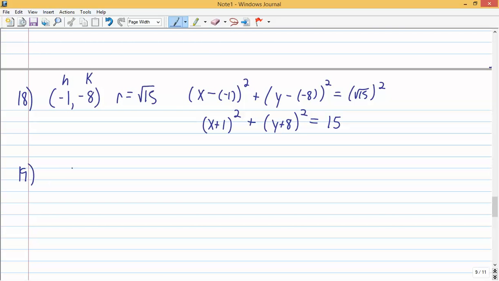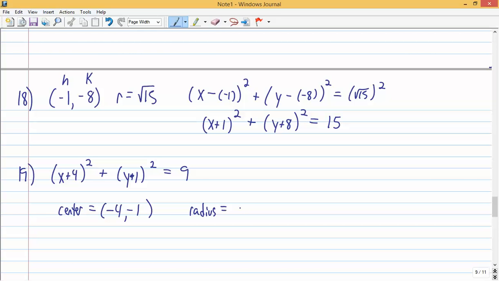Number 19 says, find the center and radius of the circle. So remember, the standard formula of the circle has a minus here and a minus here. So when you find the center, you take the opposite sign of what's in front. So the center of this circle is going to be -4, -1. And the radius of this circle is going to be the square root of what we have on the right side, the square root of 9, or 3.